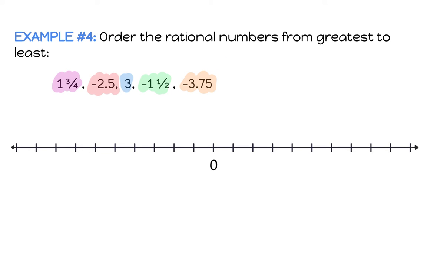Now it's time to plot rational numbers, and this time I have decimals and fractions all together. The first thing I have to do is to decide whether I will keep all the numbers in decimal or fraction form. Because I know that 1/2 is 0.5, I will turn that negative 1 1/2 to negative 1.5 and 1 3/4 to 1.75.